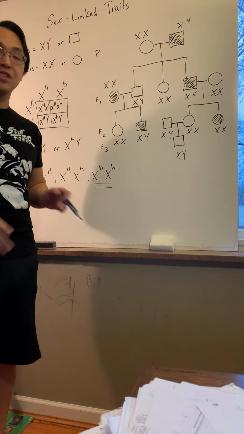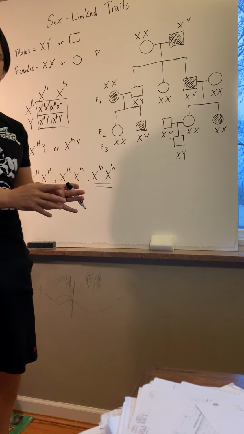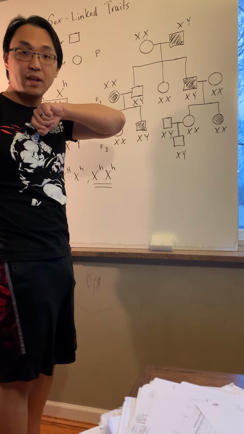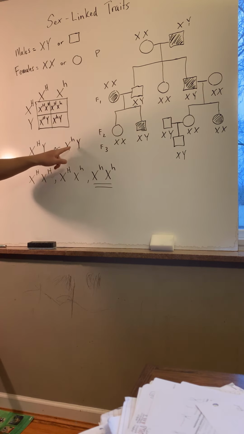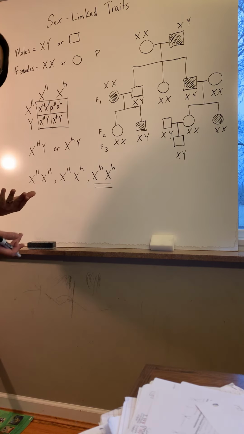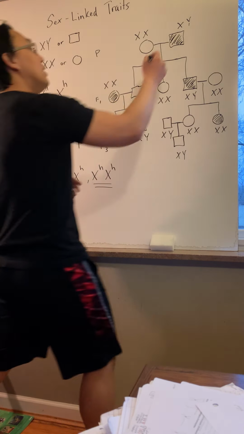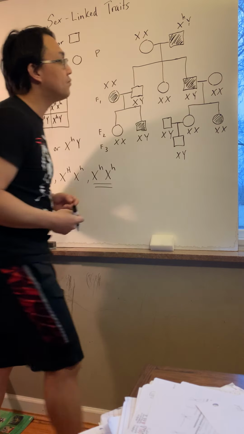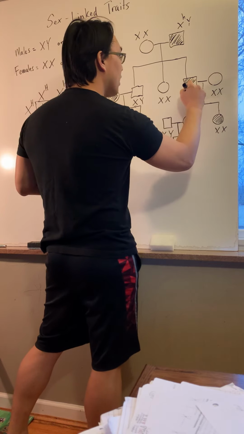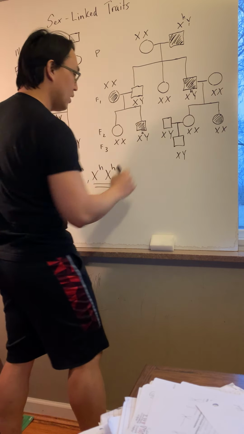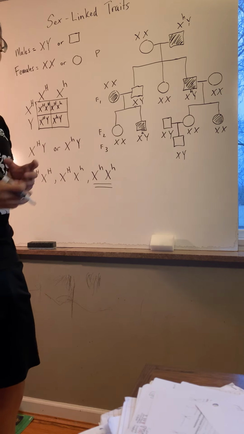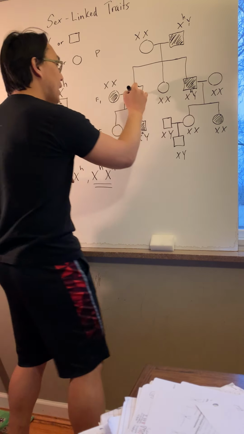Okay, now we have all the sex chromosomes down. We're going to do the males first because, again, the males are the dead giveaway. So this male here has hemophilia. Does he have the little h or does he have the big H? Well, hemophilia is recessive, so he is going to have a little h. Same goes for this male here and this male here. Now, these other males do not have hemophilia, so we automatically can assume that they have a big H.